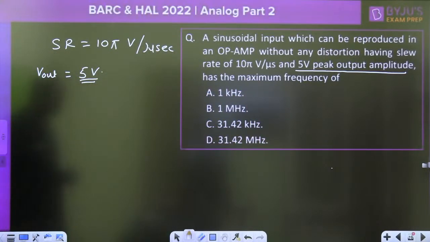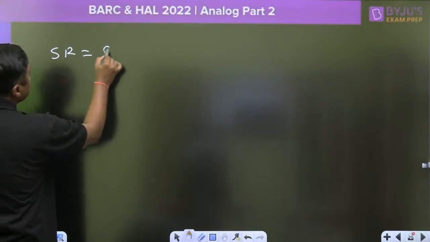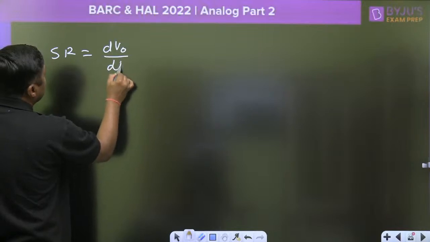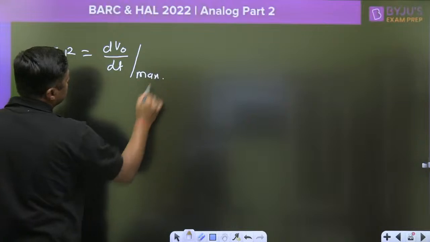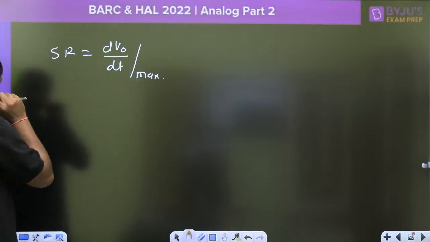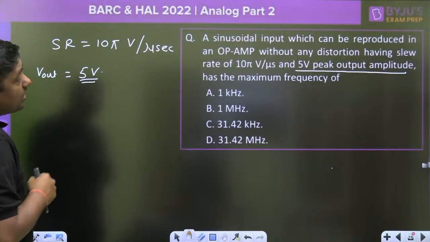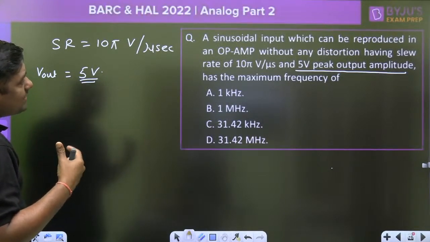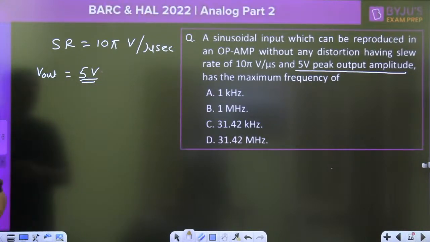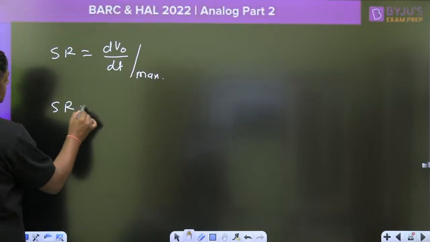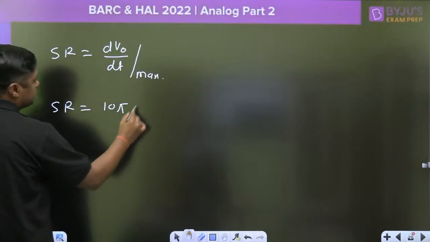Okay, so what is the answer? Slew rate is the maximum rate of change of output voltage, dV by dt maximum. This is the slew rate. Now what is asked here? The output amplitude has the maximum frequency of what? Slew rate is given as 10 pi volt per microsecond.